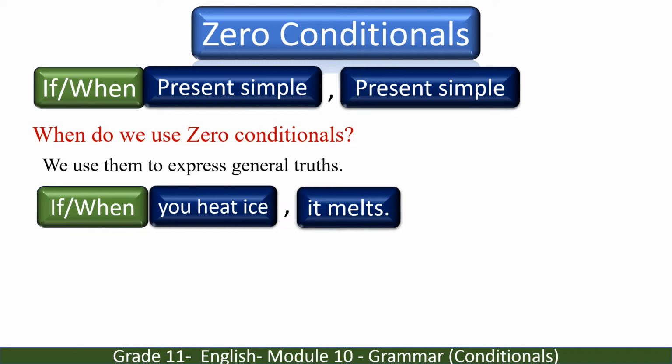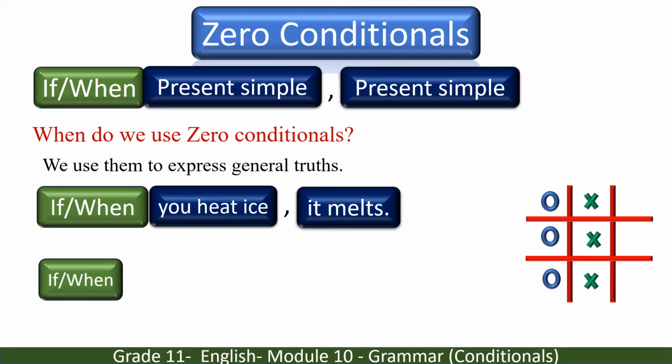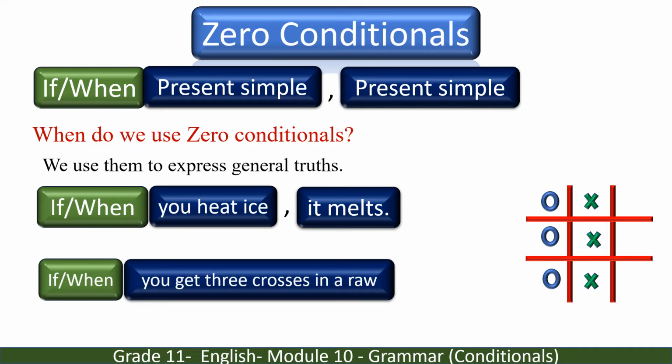Let's look at another example here. Do you know this game? It's called tic-tac-toe, but you know it as XO. So what's the rules of this game? If you get 3 X's or 3 crosses in a row or 3 O's in a row, you win. So we say the rule, if you get 3 crosses in a row, you win. This is a rule of a game, that's why we use the zero conditional here. The verbs get and win are both in the present simple forms.